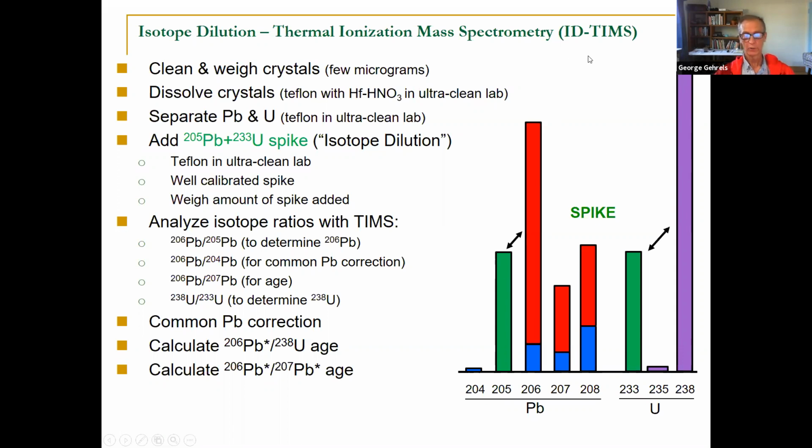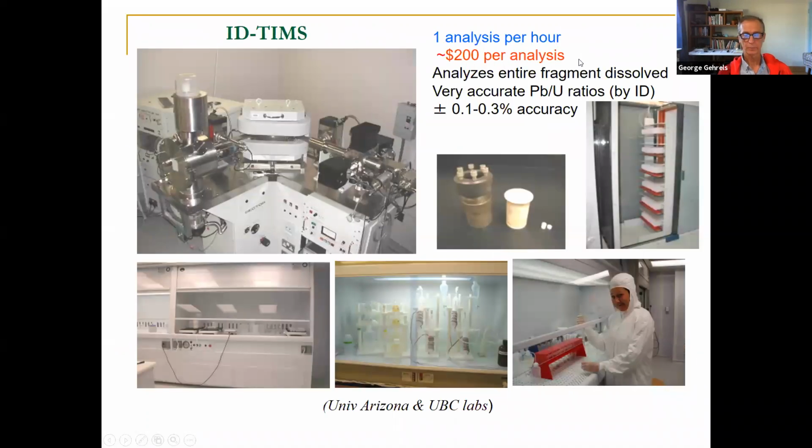So this is what we call isotope dilution, thermal ionization mass spectrometry. And people can do this with amazing precision. You can do this such that you get a 206, 238 age down to 0.1% or even less than that. This is a very time-intensive technique to do. This is the mass spectrometer that we use.